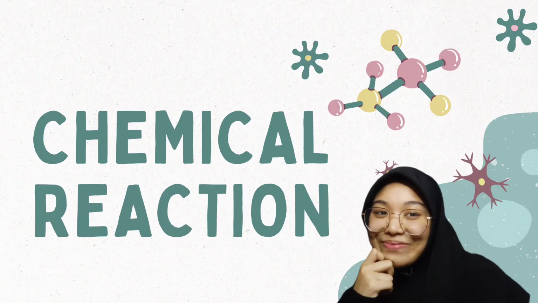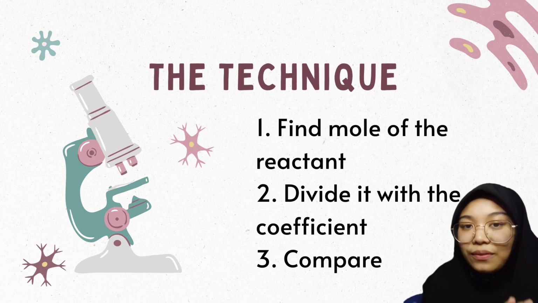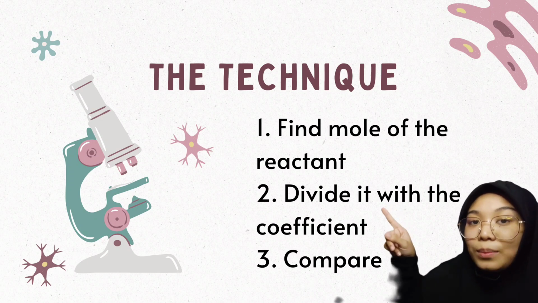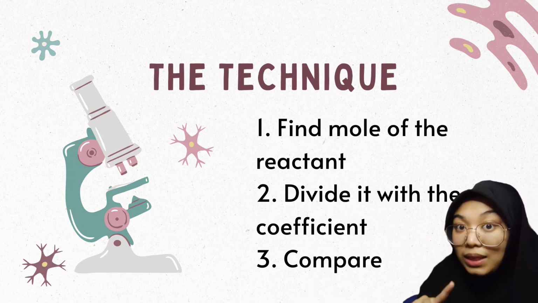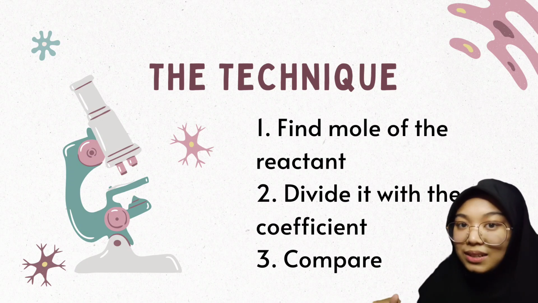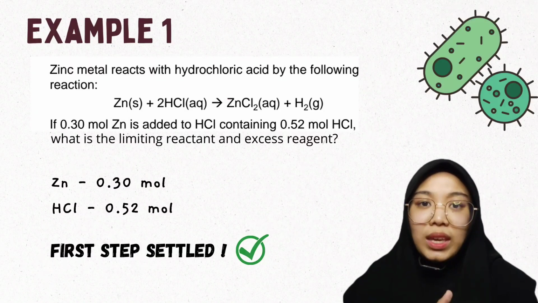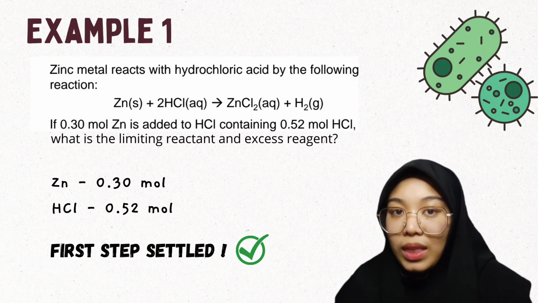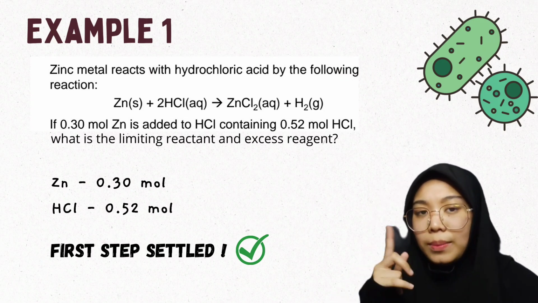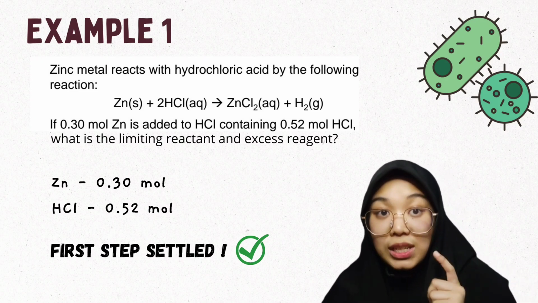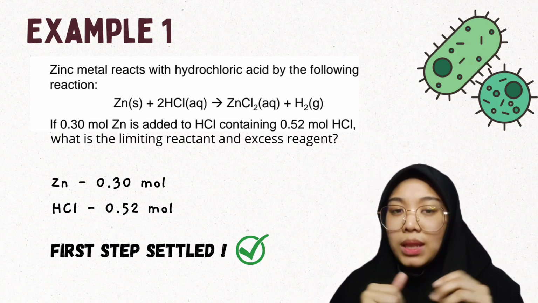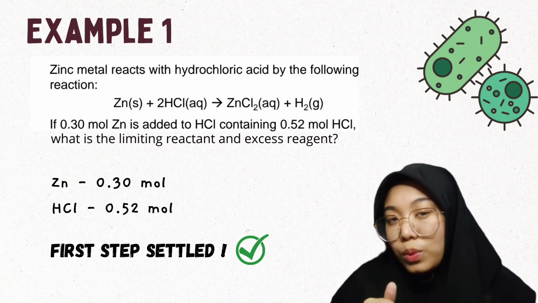Okay, what if we apply this to a chemical reaction? Let's go! In identifying the limiting reactant, you need to complete these 3 steps: find the mole of the reactants, divide each mole by its coefficient respectively, and compare the answers. So here we have zinc metal reacting with hydrochloric acid. From the balanced equation, we can see that it produces zinc chloride and hydrogen. And the question asks for the limiting reactant. So what should we do first?